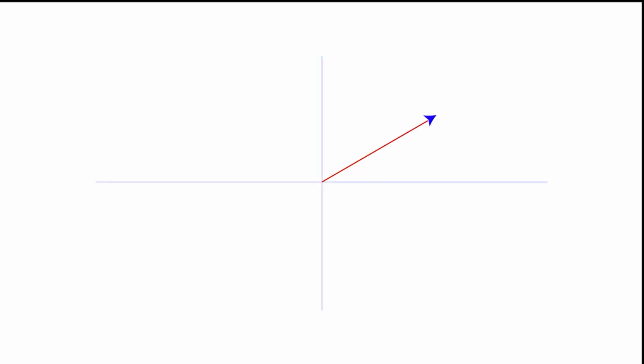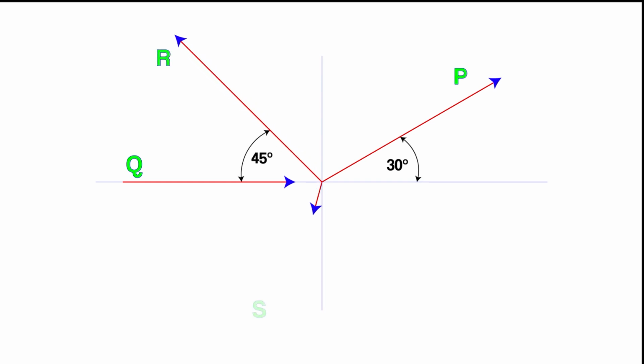Let us look at some vector quantities. In our diagram, we have four forces: P, Q, R, and S. Each force has a specific direction and magnitude. Let's dive into the world of forces.